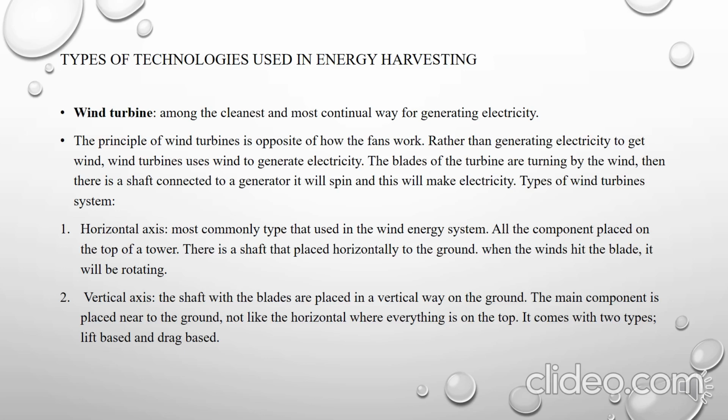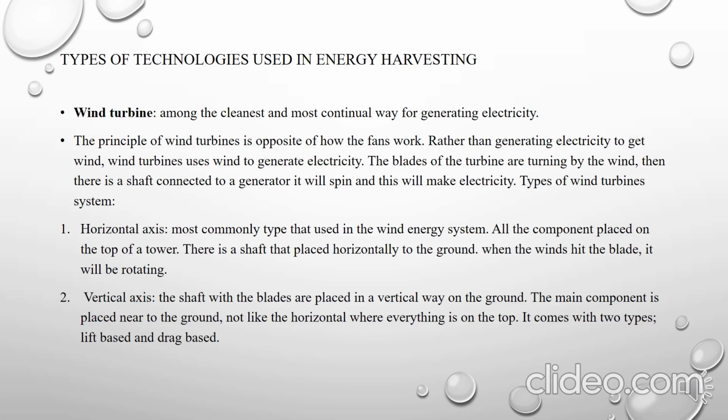The types of wind turbine system are, first, horizontal axis, which is the most commonly used type in wind energy systems. All the components are placed on the top of the tower. There is a shaft placed horizontally to the ground. When the wind hits the blades, they rotate and produce kinetic energy.